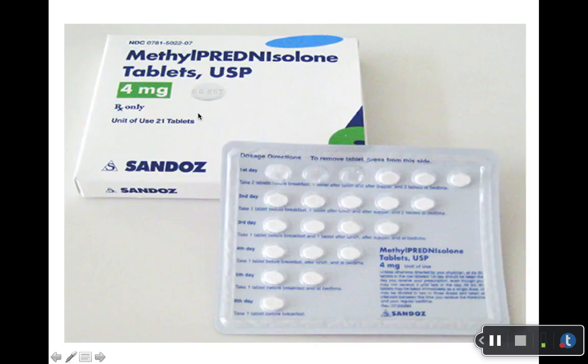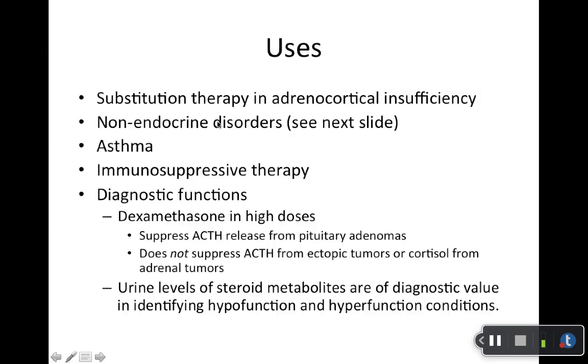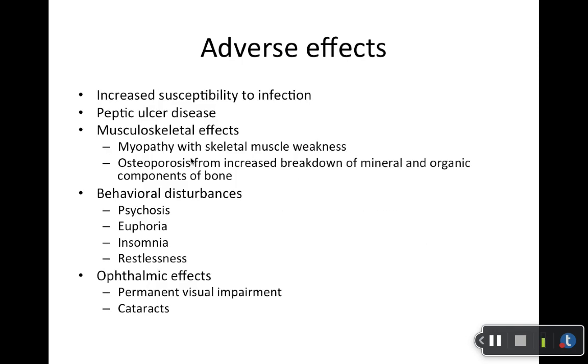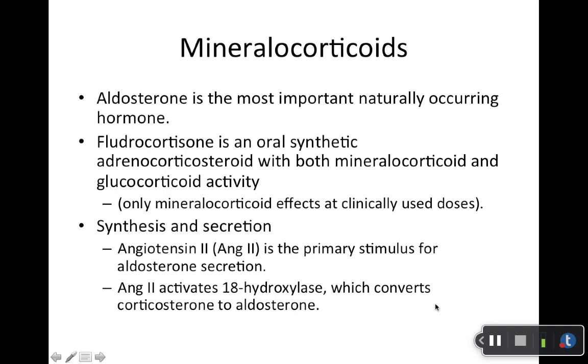PUD, so peptic ulcer disease. We talked about that a little bit earlier. It suppresses local immune responses to the H. pylori, so you have increased risk of PUD. Musculoskeletal effects, the osteoporosis is an issue, and especially for older women, you need to be mindful of that. Behavioral disturbances, I talked about that specifically for psych patients. And then there are some ophthalmic effects as well, so the visual impairment, which is not good for any of your patients.